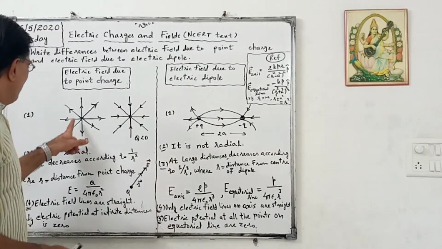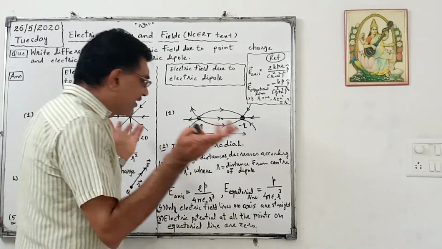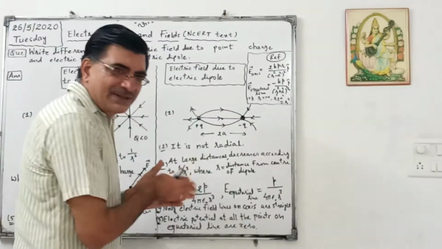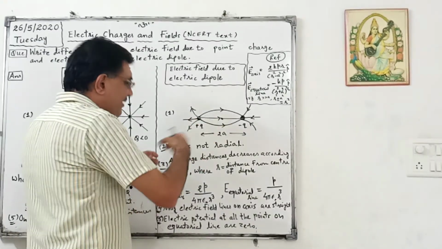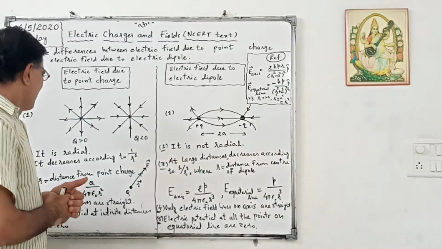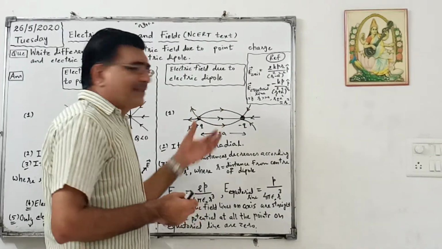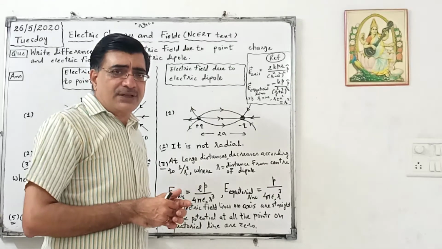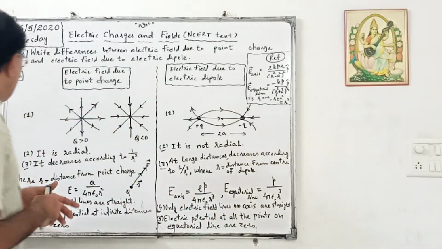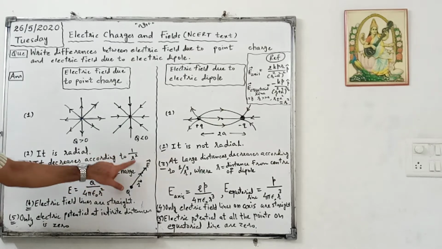Now see, first, it is radial. Here it is not radial. There is nothing like a center. There are two charges at some different points. Rather, the field lines are not circular, in other words. Third, it decreases according to 1 upon r square.